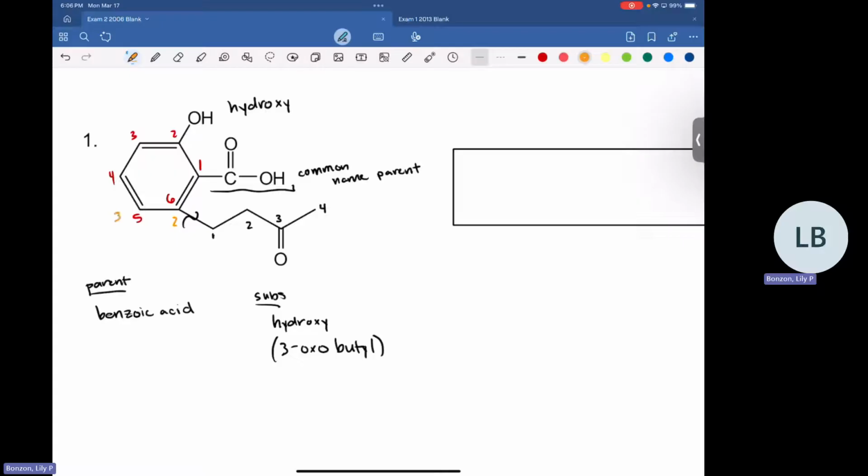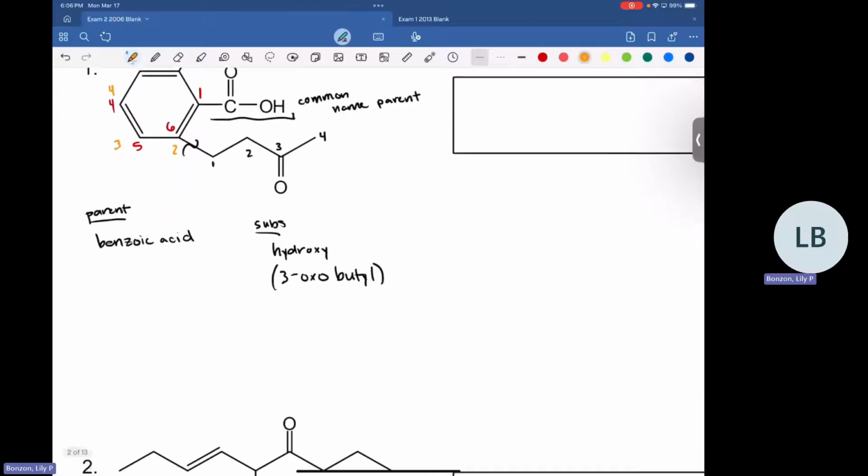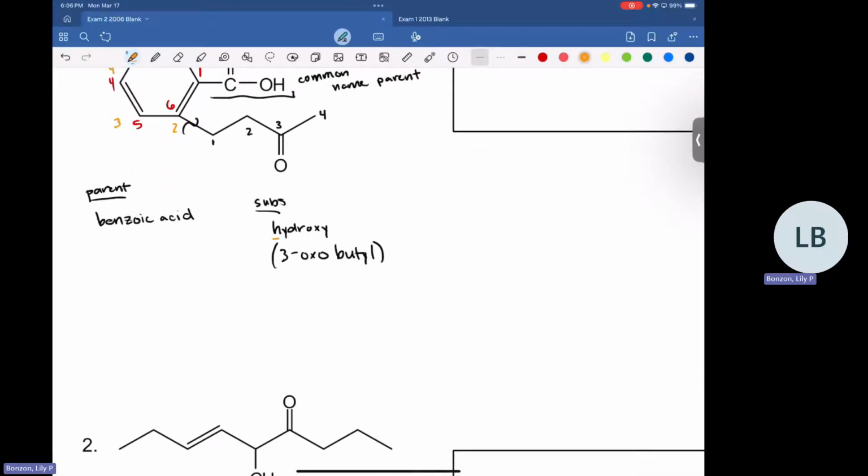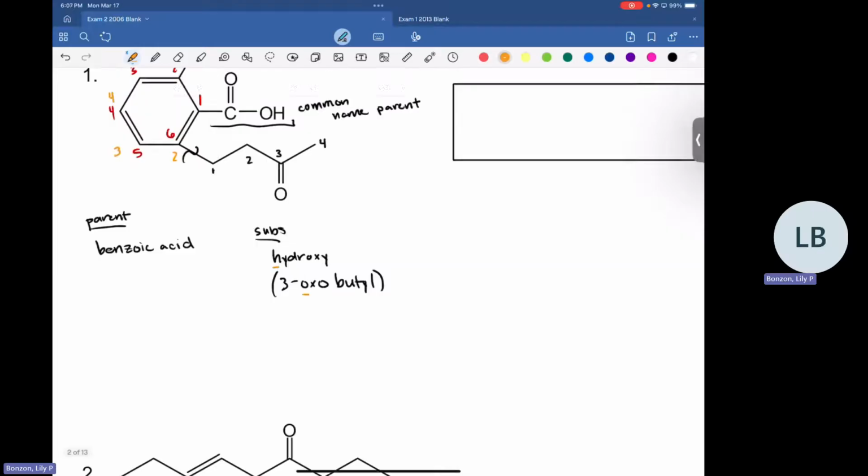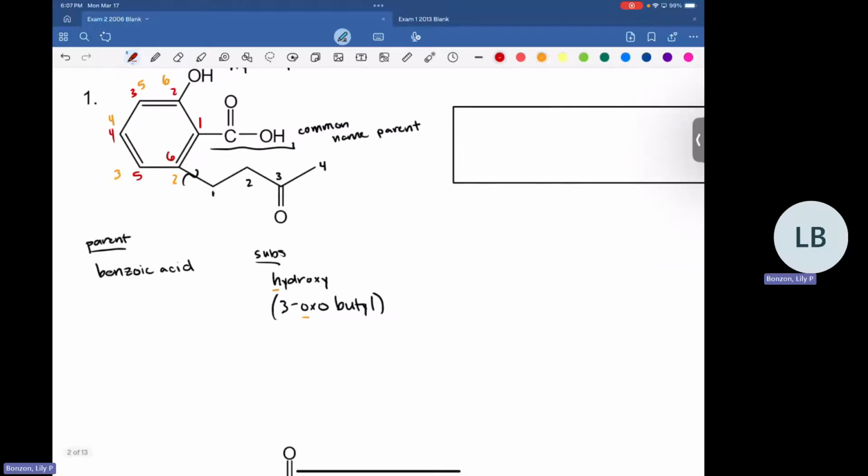If we go clockwise, you'll notice that we get the same numbers, so 2 and 6. Whenever we have a situation like that where the subs get the same number either way, we then move to alphabetical priority. In this case, we're looking at the H of hydroxy versus the O of the 3-oxobutyl. H comes first in the alphabet, so we will go with the red numbering to give that hydroxy the lower number. And the butyl group will be on carbon 6.